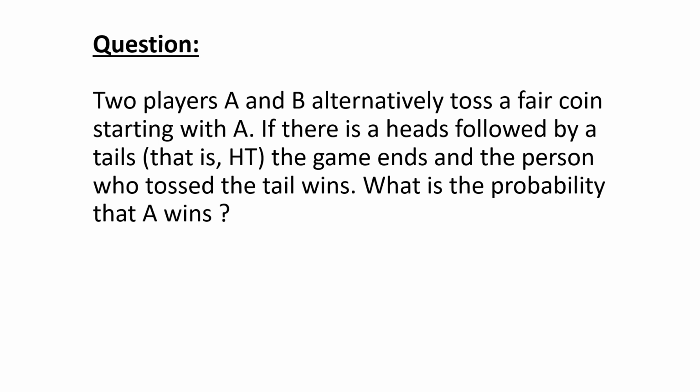Two players A and B alternately toss a fair coin, starting with A. If there is a heads followed by a tails, that is the sequence HT, the game ends and the person who tossed the tails wins. What's the probability that A wins the game?